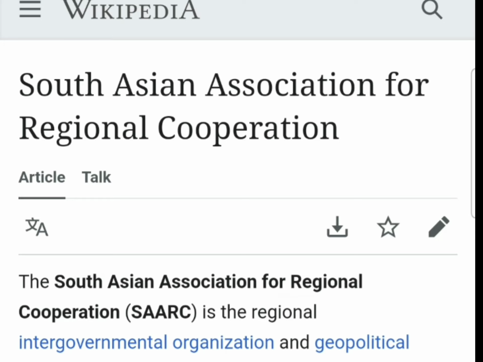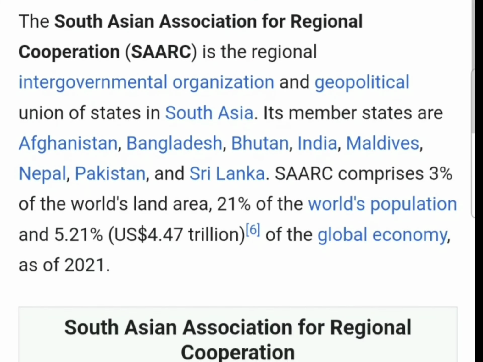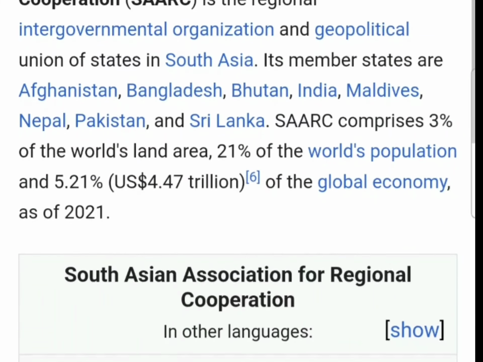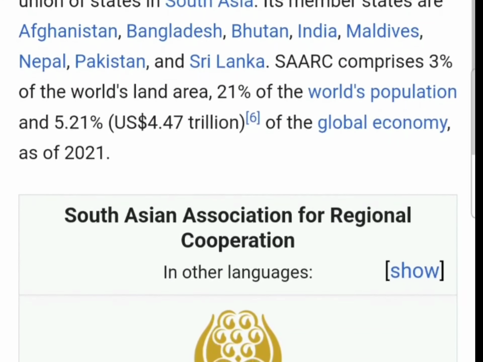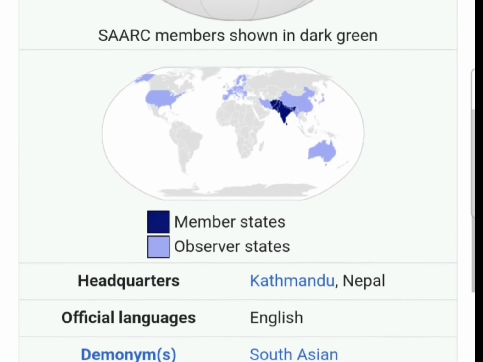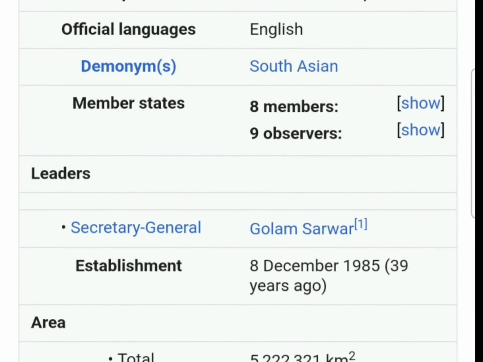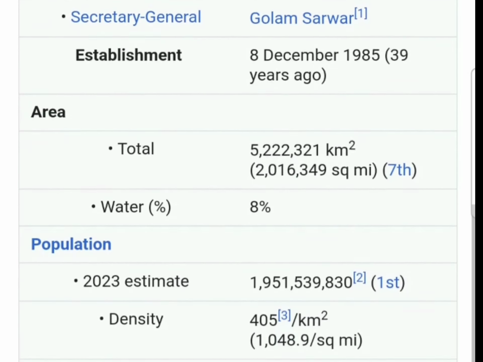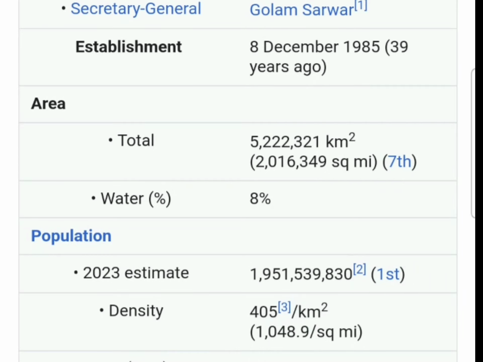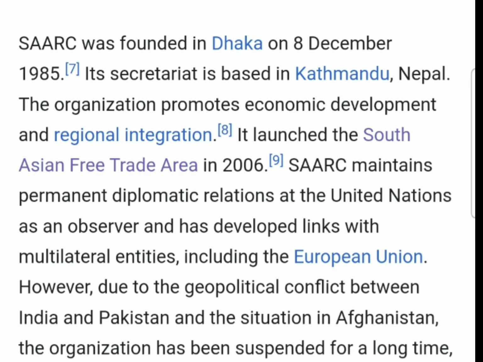Pakistan is also a member of SAARC, South Asian Association for Regional Cooperation. SAARC is also a South Asian organization. The member countries are all South Asian countries. SAARC comprises 3% of the world land area. You can see this on the map. This is the SAARC countries area. There are a total of 8 members and 9 observers. SAARC was founded in Dhaka, Bangladesh on 8 December 1985, but its secretariat is based in Kathmandu, Nepal.